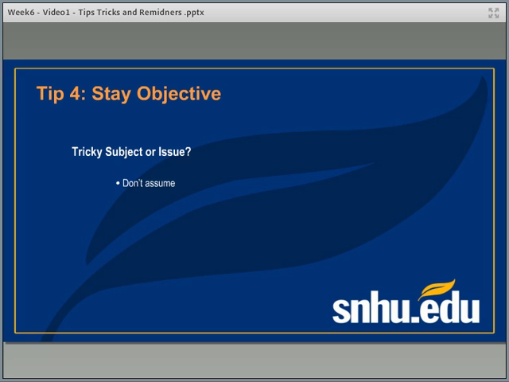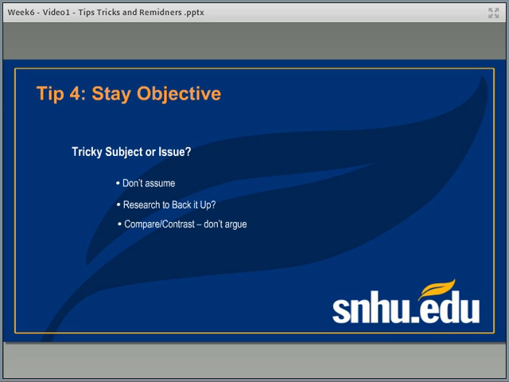Don't assume that your reader has the same religious beliefs as you, or the same background as you, or the same concepts that you have on a potentially tricky issue. And always make sure you have some research to back it up. That's another way to make sure you're staying objective and it doesn't just turn into a personal bent on a particular topic.